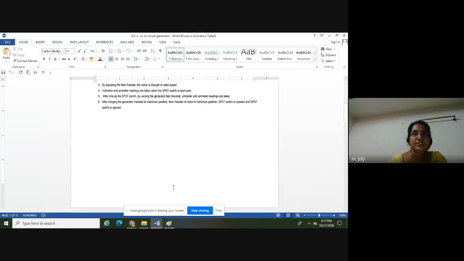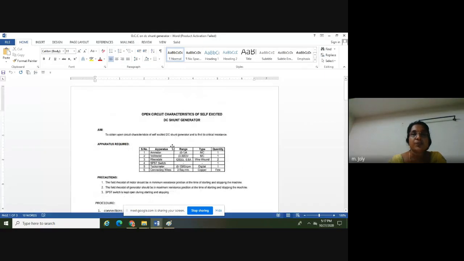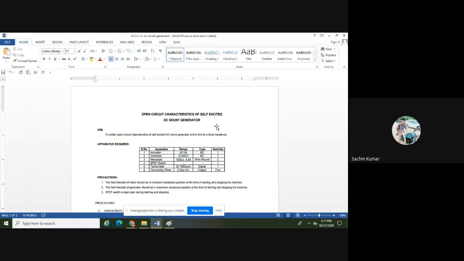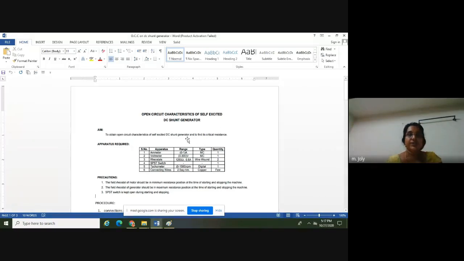Are you able to see this? Open circuit characteristics of self-excited DC shunt generator. Are you able to see? Yes, ma'am. Okay. So here we will be seeing whatever you have to write in the record. I am discussing it, then we will be going straight away to the lab.